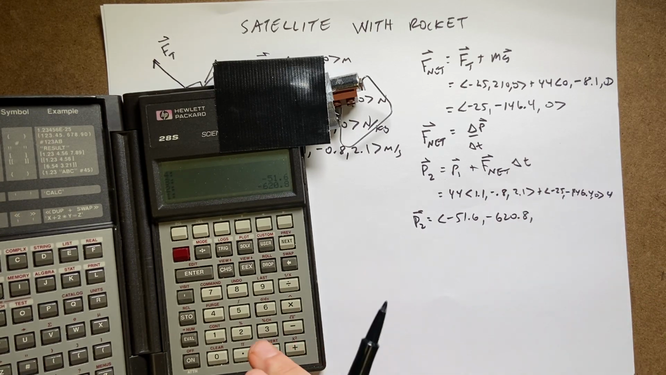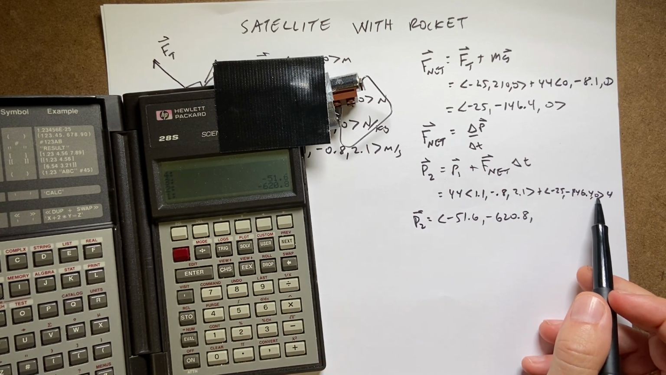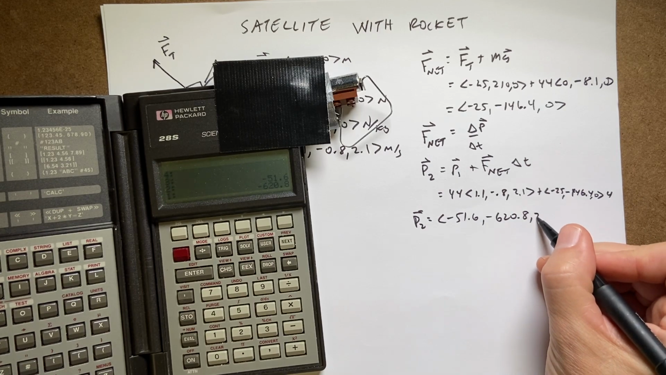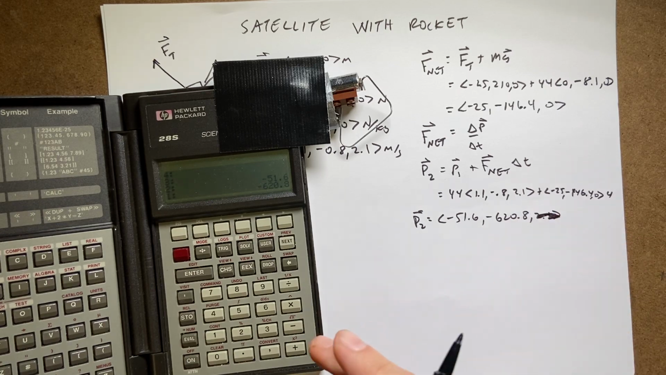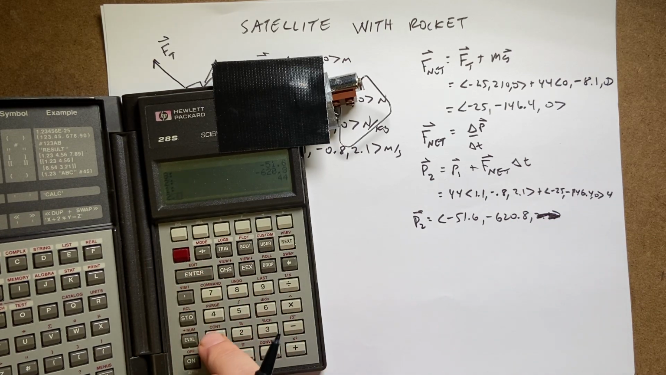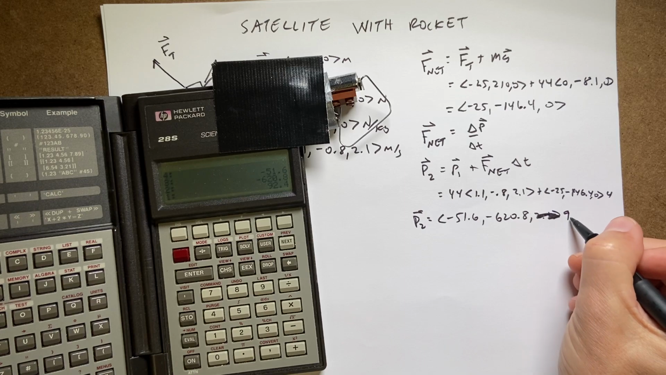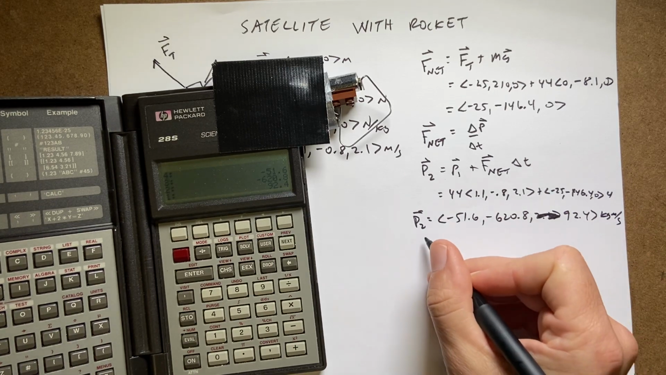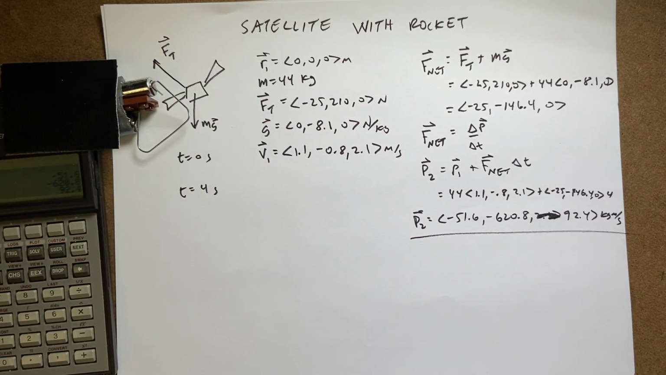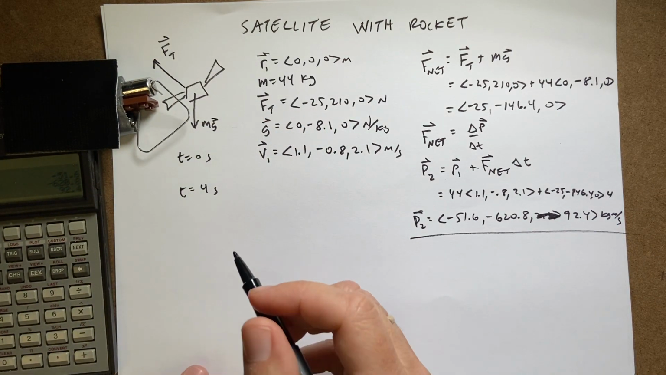And then finally I have 2.1. There's no force in the z direction, so I just get 2.1. Oh, I need to multiply that by 44. 44 enter 2.1 times. I get 92.4 kilograms meters per second. That's the final momentum. Okay, what about the final position?